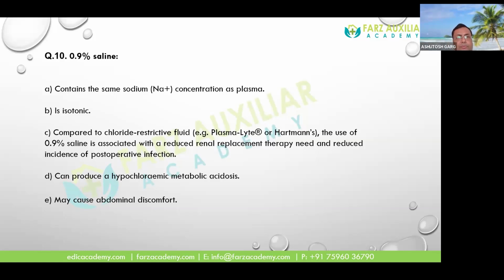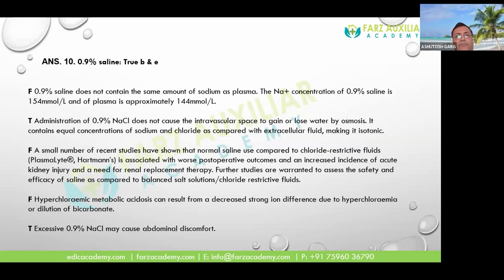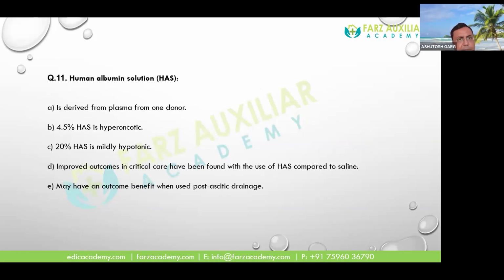Okay, and they don't contain the same sodium concentration as plasma because sodium is 154 and chloride is again 154. The plasma sodium concentration is around 144. So it's high. Human albumin solution is derived from plasma from one donor. 4.5% is hyperoncotic, 20% is mildly hypotonic. Improved outcome in critical care has been found with use of human albumin saline compared to saline. May have an outcome benefit when used post-ascitic drainage. So what is your take?